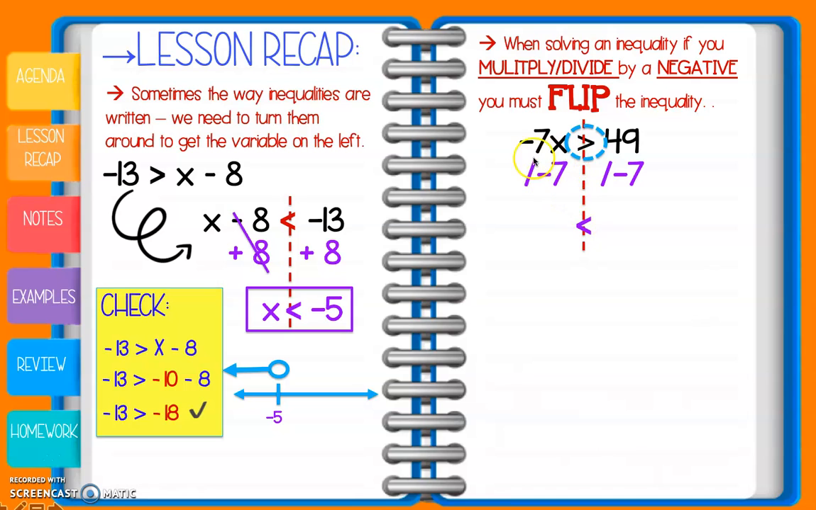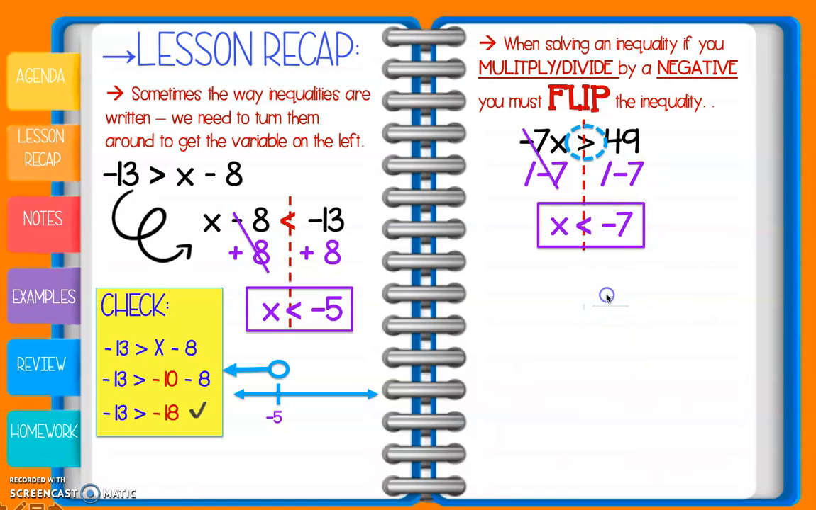Anytime we multiply or divide by negative, we flip the symbol around. If it was greater than, it becomes less than. If it was less than, it becomes greater than. Okay, then we just solve like normal. So times by negative 7 and divide by negative 7 cancel each other out. And we have x is less than 49 divided by negative 7, which is negative 7. Okay, so our solution set is x is less than negative 7. Now, this is where checking comes into really good play, because if you forget to flip your symbol, you'll catch it in the check.